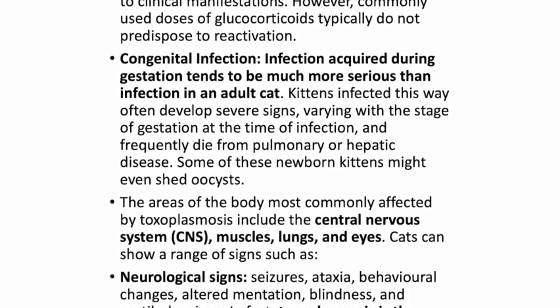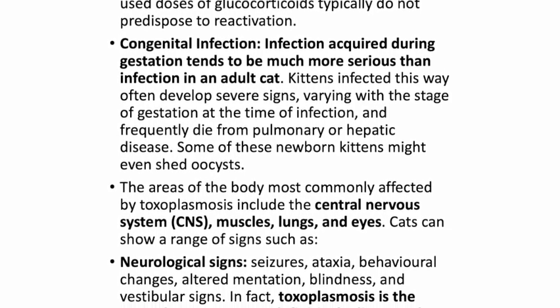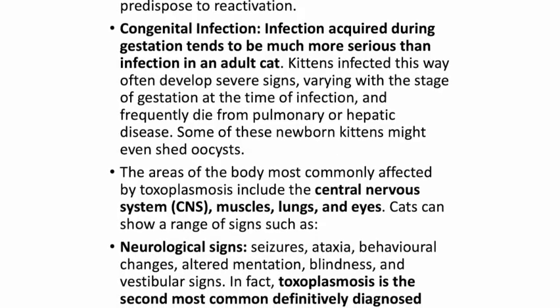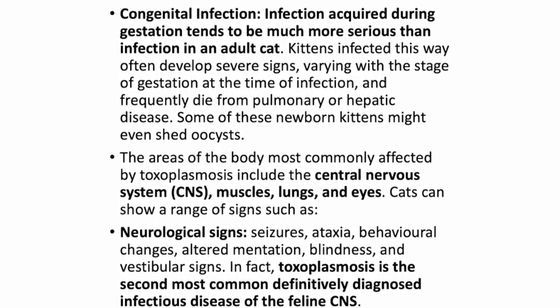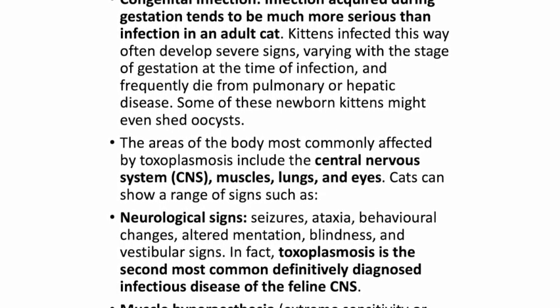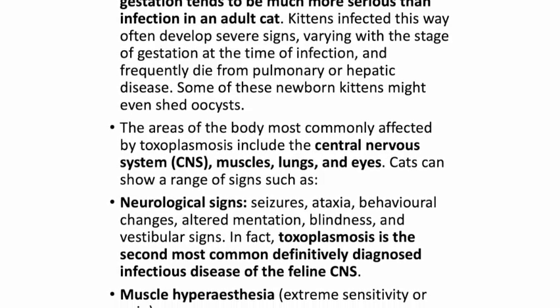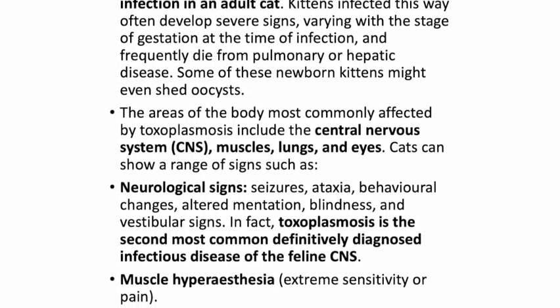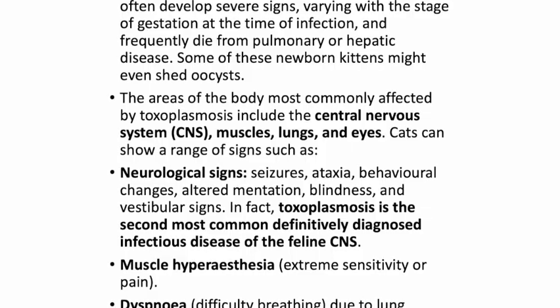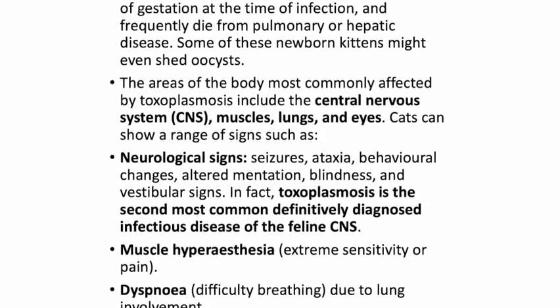Congenital infection acquired during gestation tends to be much more serious than infection in an adult cat. Kittens infected this way often develop severe signs, varying with the stage of gestation at the time of infection, and frequently die from pulmonary or hepatic disease. Some of these newborn kittens might even shed oocysts.